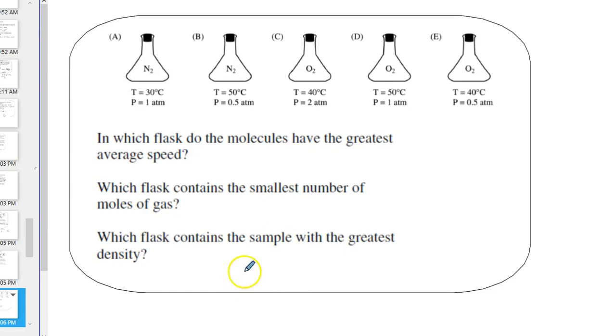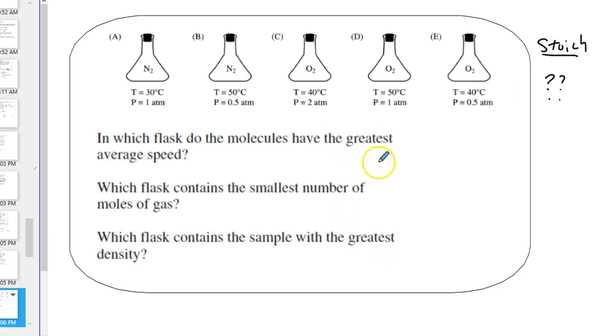Alright, in which flask do the molecules have the greatest average speed? Okay, and which flask contains the smallest number of moles of gas? Which flask contains the greatest density? So this problem here, this page here, isn't really stoichiometry necessarily of gases. So we'll do this here, but it might get shuffled around eventually, as far as if we think that this is really what we're looking for here. Looks like this is our last little page here, so we'll add it in here. Maybe it gets deleted later, but we'll see.